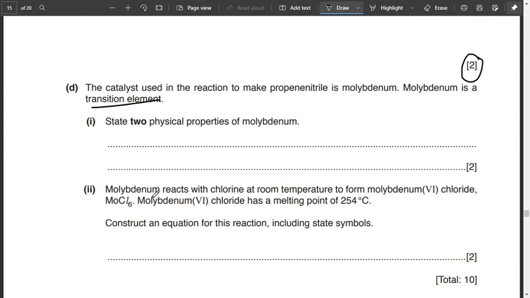Then here we have molybdenum. The formula is MoCl6, formed when it reacts with chlorine at room temperature. This is the formula for it, and it has a melting point of 24 to 54 degrees Celsius. We need to construct an equation. For this equation we can easily use Mo.